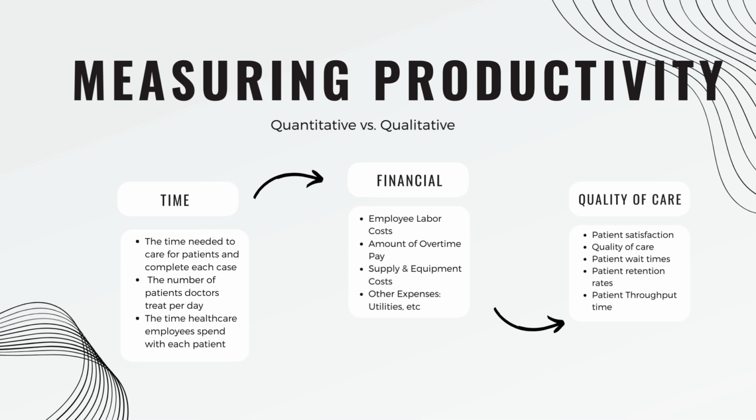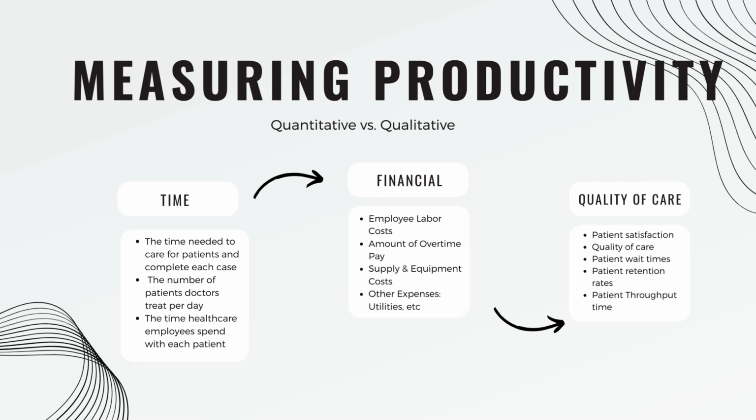How long does it take to take care of a patient and complete their services? The number of patients a doctor sees each day. How much time healthcare workers spend with each patient. Financial metrics, however, look at labor costs. This includes wages for staff and whether other resources are being used efficiently. Sometimes it means redistributing salaries, trimming the team, or hiring temporary staff.